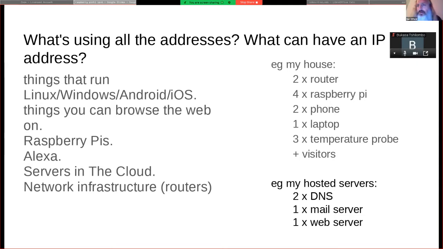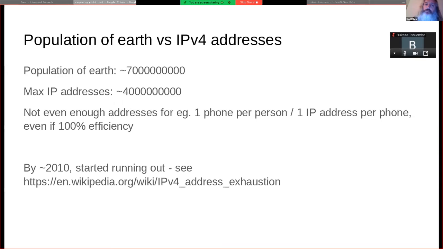So you might expect a person to use a couple of IP addresses, a phone and a laptop, one for their house, for their router, for example. So a handful of addresses per person. If you look at the population of Earth, at the moment, it's about 7 billion. There's only, at 100% utilization, 4 billion IP addresses. So we're going to run out.